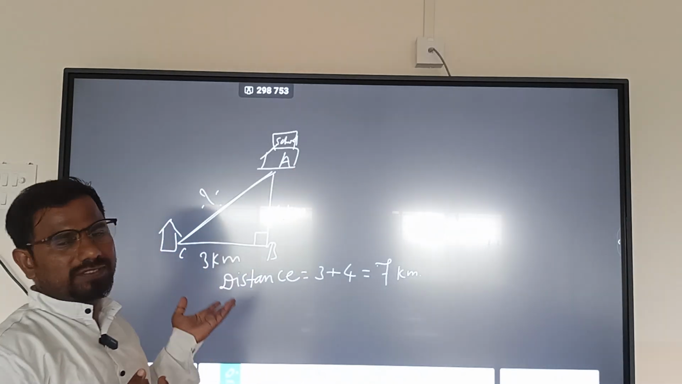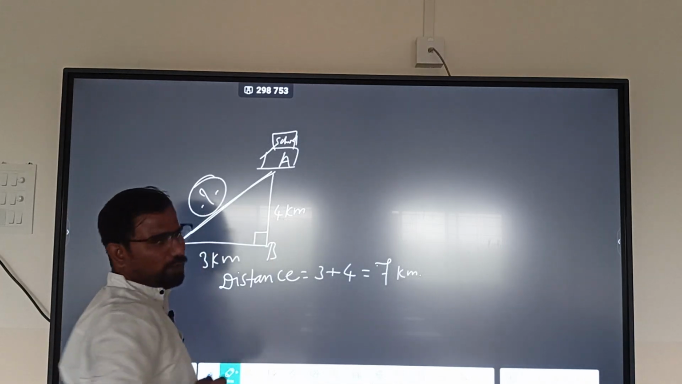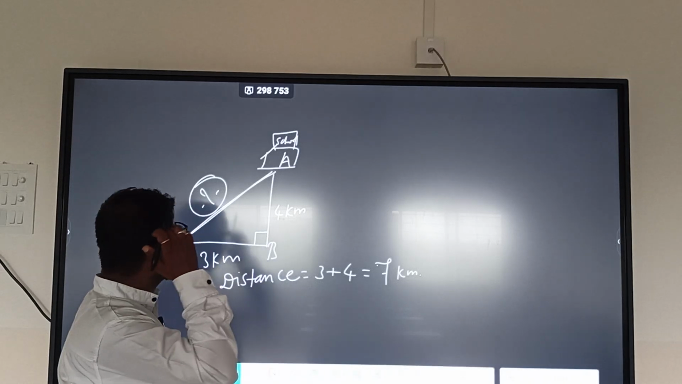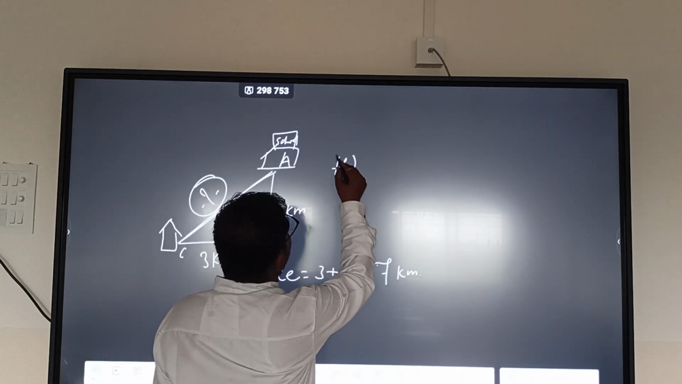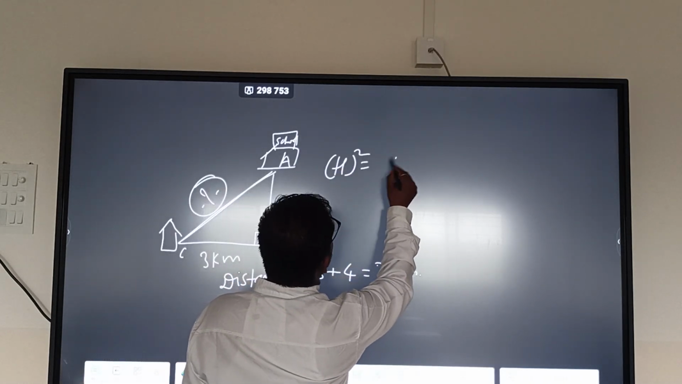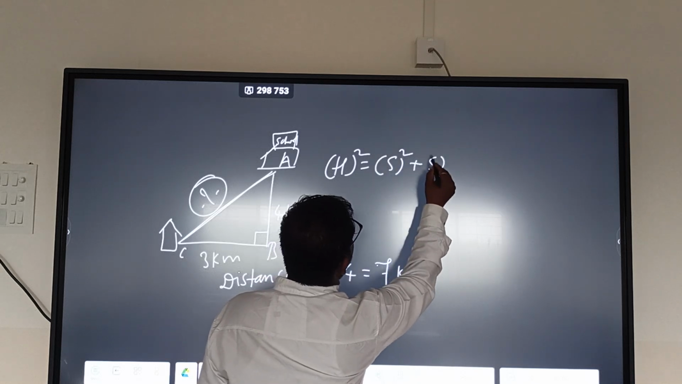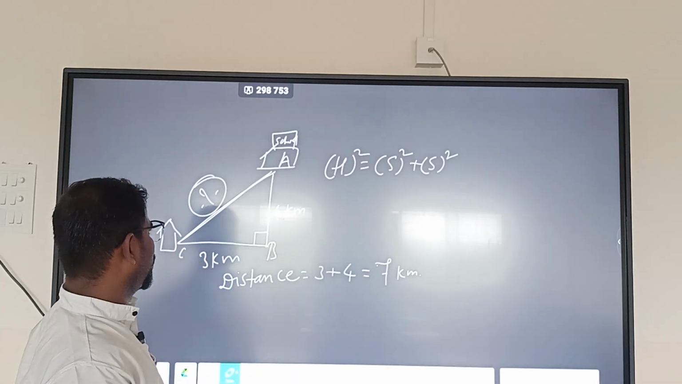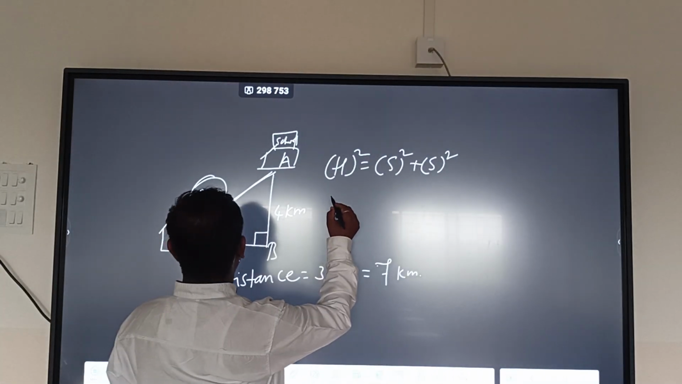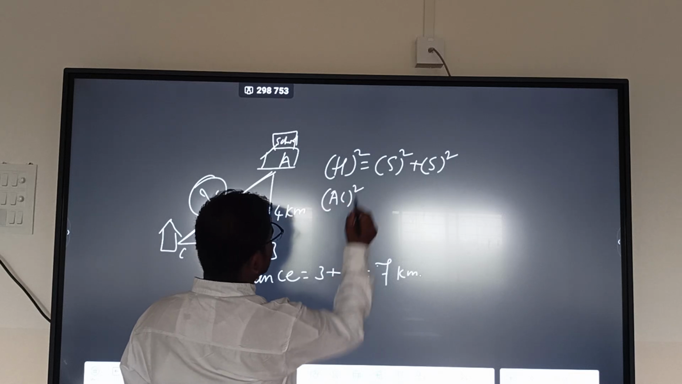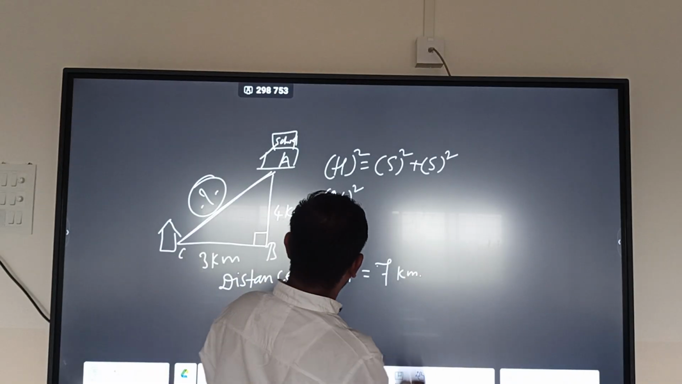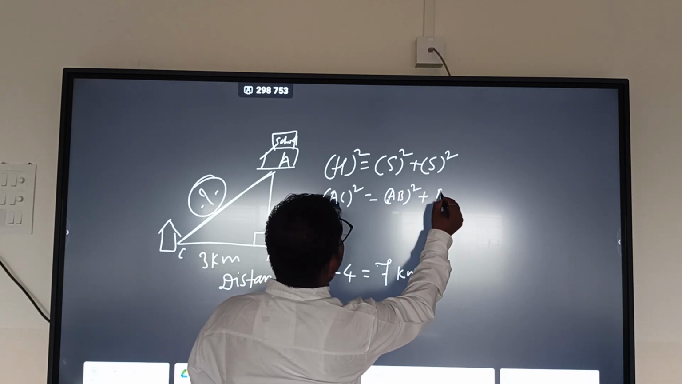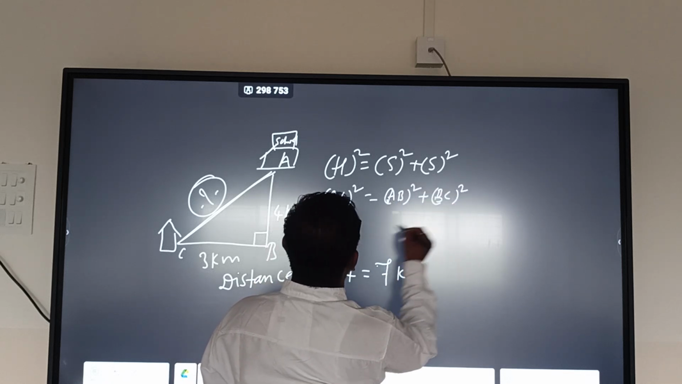So can I apply the Pythagoras theorem so that I can get the side of the hypotenuse? Isn't it, my dear students? What is the Pythagoras theorem? We'll call it Pythu Baba. Hypotenuse square is equal to the sum of squares of the remaining sides. S for sides, H for hypotenuse. So hypotenuse square is AC square, which is AB square plus BC square, isn't it?